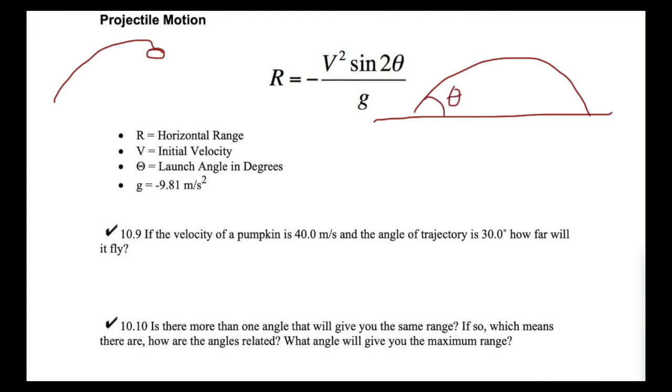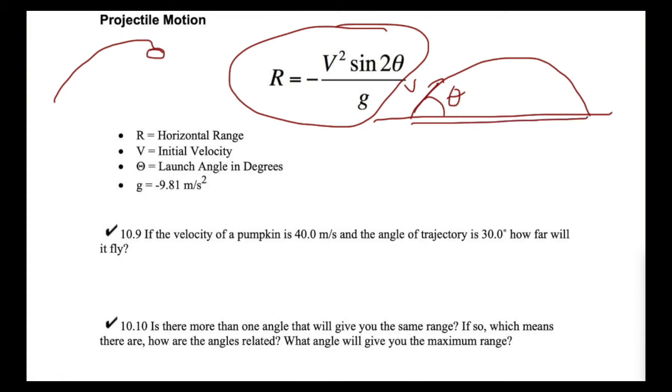We have a certain angle here with a certain velocity that we're launching with. And the equation is right here. R is the range, how far over you land. V is the velocity that you're going to launch the pumpkin at, and the angle. And then we have gravity, which is negative 9.81. Okay, so 10.9 says if the velocity of a pumpkin is 40 meters per second and the angle of trajectory is 30 degrees, how far will it fly?